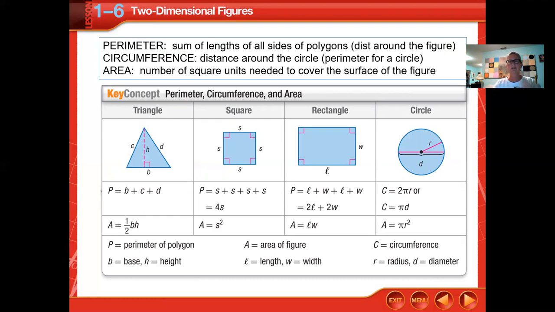You just need to understand the definition is that the perimeter is the sum of the lengths of all the sides of a polygon. In other words, a distance around the figure. So circumference, which is a distance around the circle, that's basically perimeter for circles. And area has to do with the number of square units needed to cover the surface of a figure.